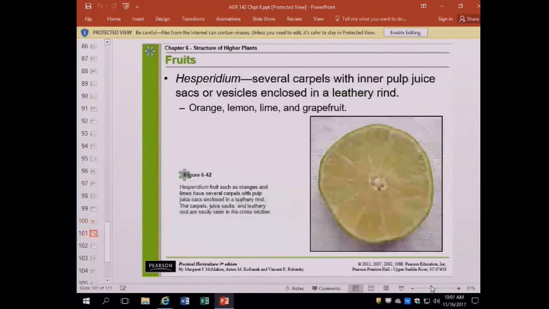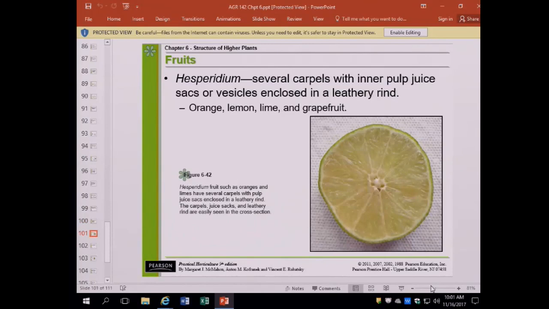It talks about, and I'm horrible with this pronunciation, a hesperidium, I think, and it's what it says. It's several carpels with an inner pulp, juice sacs, and vessels enclosed in a leathery rind. The picture that it's got here is one of a grapefruit. But oranges, lemons, limes, and grapefruit are examples of that.